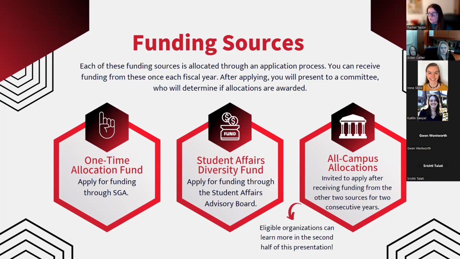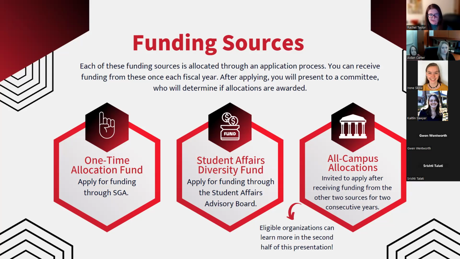Okay, so back to the funding sources, wanted to highlight some here. One-time allocation funds, we will go through this in more depth through a representative from SGA, but these are one-time allocations that they can award through funds that they have within their organization. The Student Affairs Diversity Fund is one that is funded through the Student Affairs Advisory Board, and I will include the link in the chat for the Student Affairs Diversity Fund. At this time, please note that the maximum amount for this fund, the amount requested, is a maximum of $500.